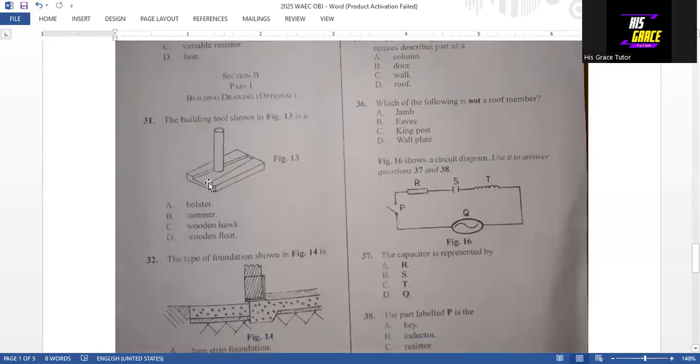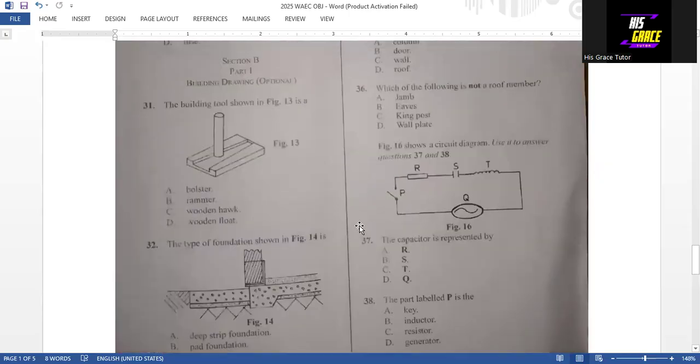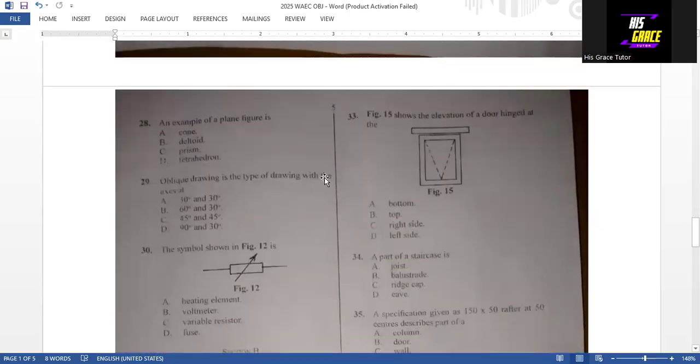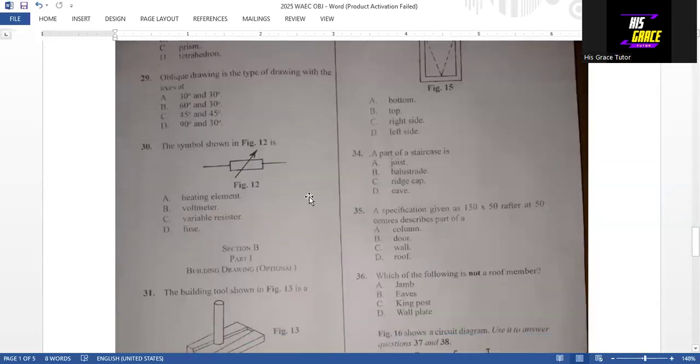Now question 31, the building tool shown in figure 13 is a rammer. That is option B, the answer to that. So question 32, the type of foundation shown in figure 14 is a raft foundation. That is option C, the answer to that question. Then question 33, figure 15 shows the elevation of a door hinge at the bottom. That is option A, the answer to question 33.